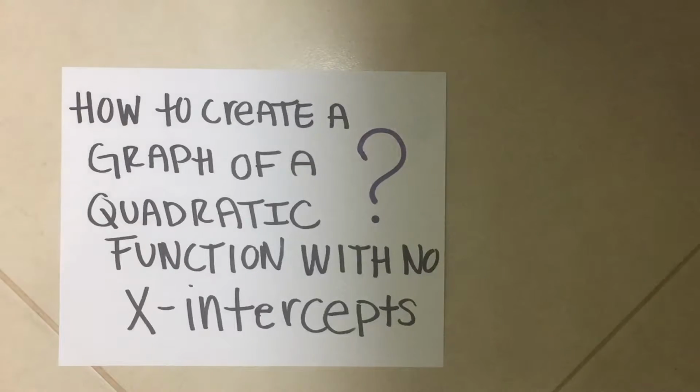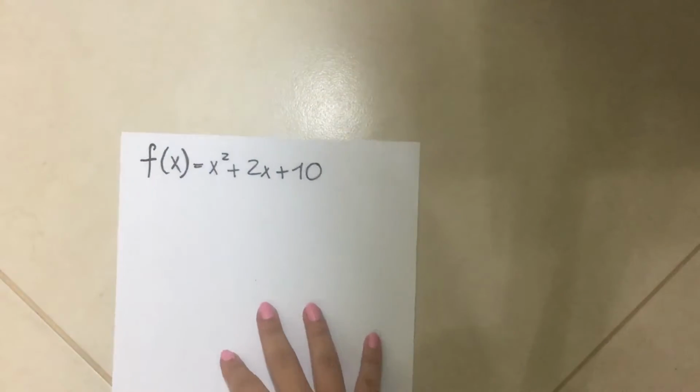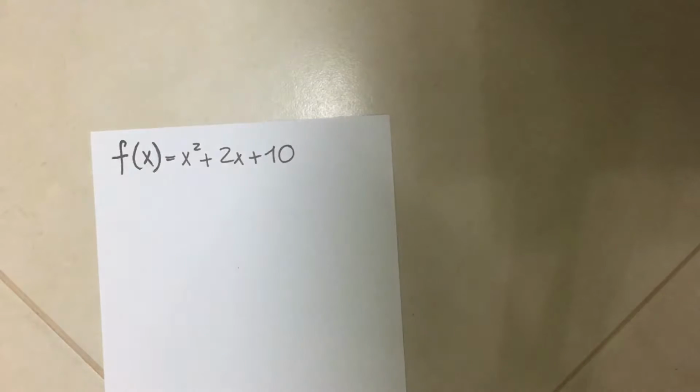So the last objective that we'll be going over today is how to create a graph of a quadratic function with no x-intercepts. A function with no x-intercepts is the same as saying that function cannot be factored the same way we used to do it with our perfect squares. So for us to understand it more easily, let's take a look at one of the functions that has no x-intercepts.